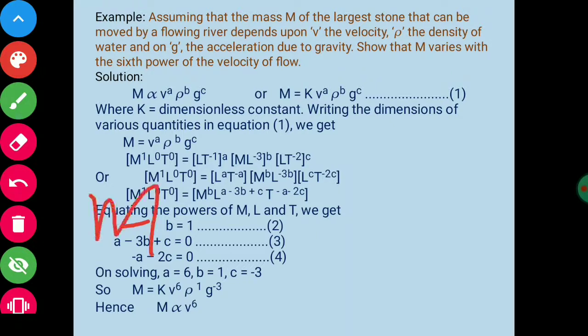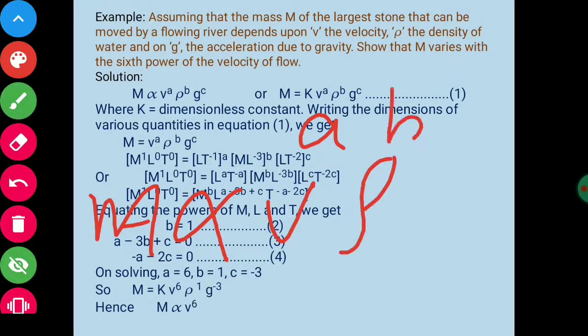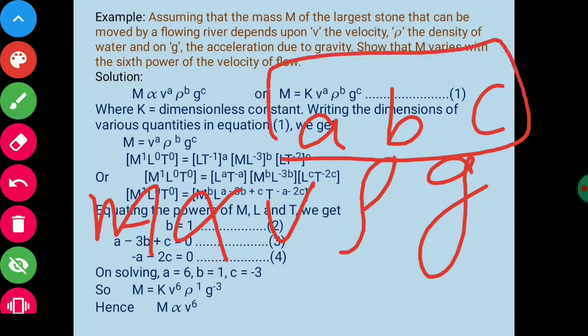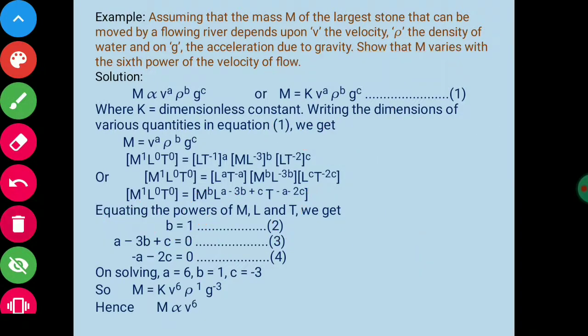Mass depends, this is the symbol of depends, or you can say proportional, on velocity, assume the power a, density, assume the power b, and acceleration due to gravity, assume the power c. Our work is what? To find out the value of a, b and c.